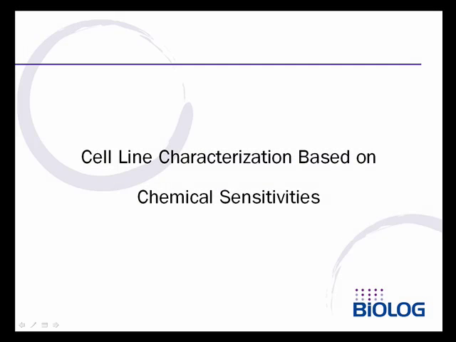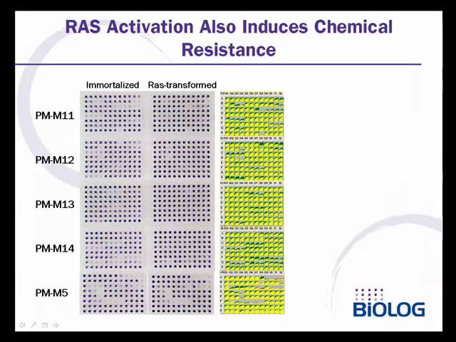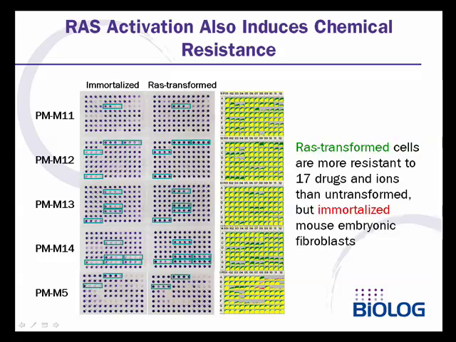As noted in earlier slides, cells also display unique chemical sensitivity phenotypes. The following 2 slides illustrate the power of Biolog's platforms to capture and profile these particular phenotypes. Here is a chemical sensitivity comparison of a mouse embryo fibroblast cell line compared with its RAS-activated isogenic line. The chemical sensitivity assays detect an increase in resistance to 17 ions and anti-cancer agents in the RAS-activated cells.